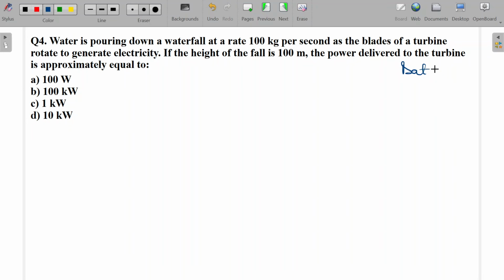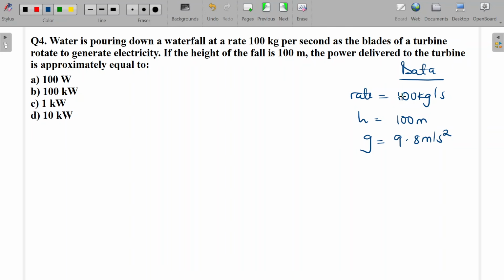The data they've given us here is, number 1, a rate. This rate is 100 kg per second. Now we also have a height, which is 100 meters. Another thing is that because you're dealing with height, there is a presence of gravitational acceleration, which is just 9.8 meters per second squared.